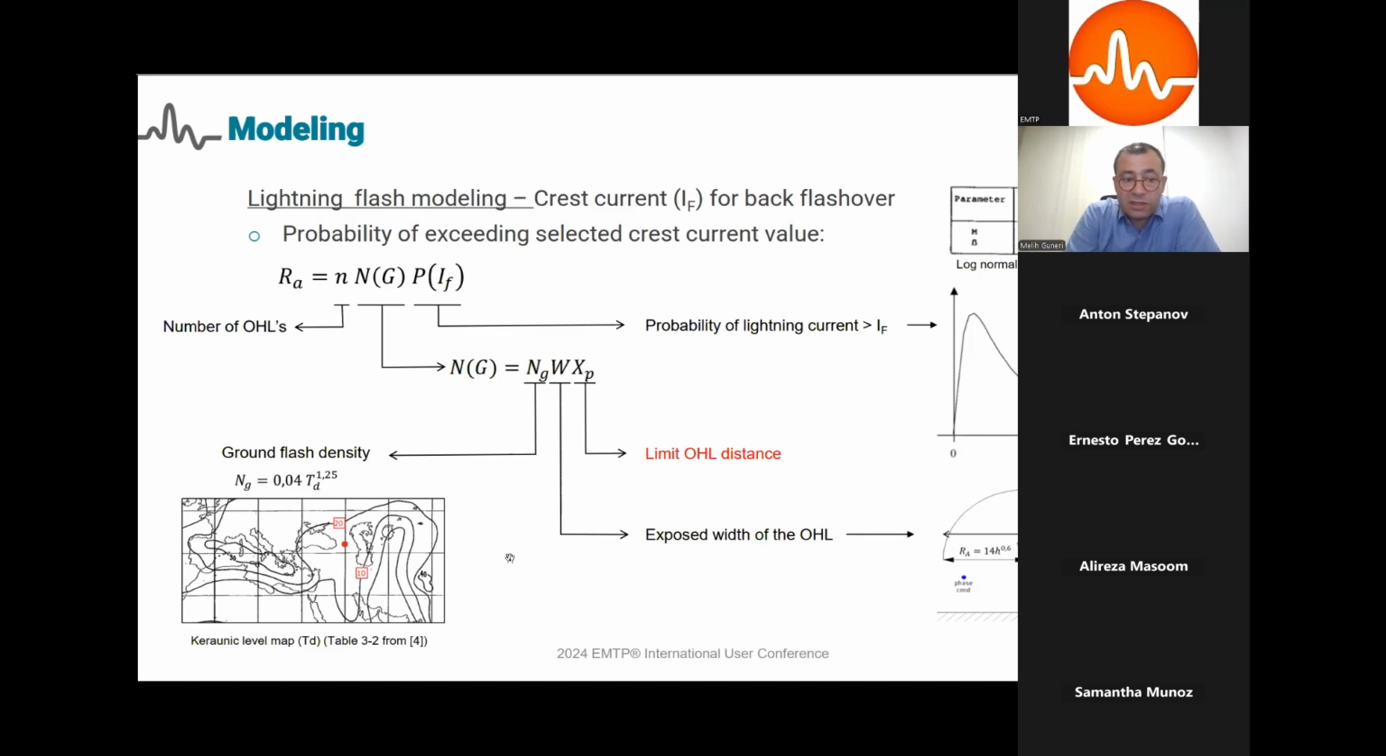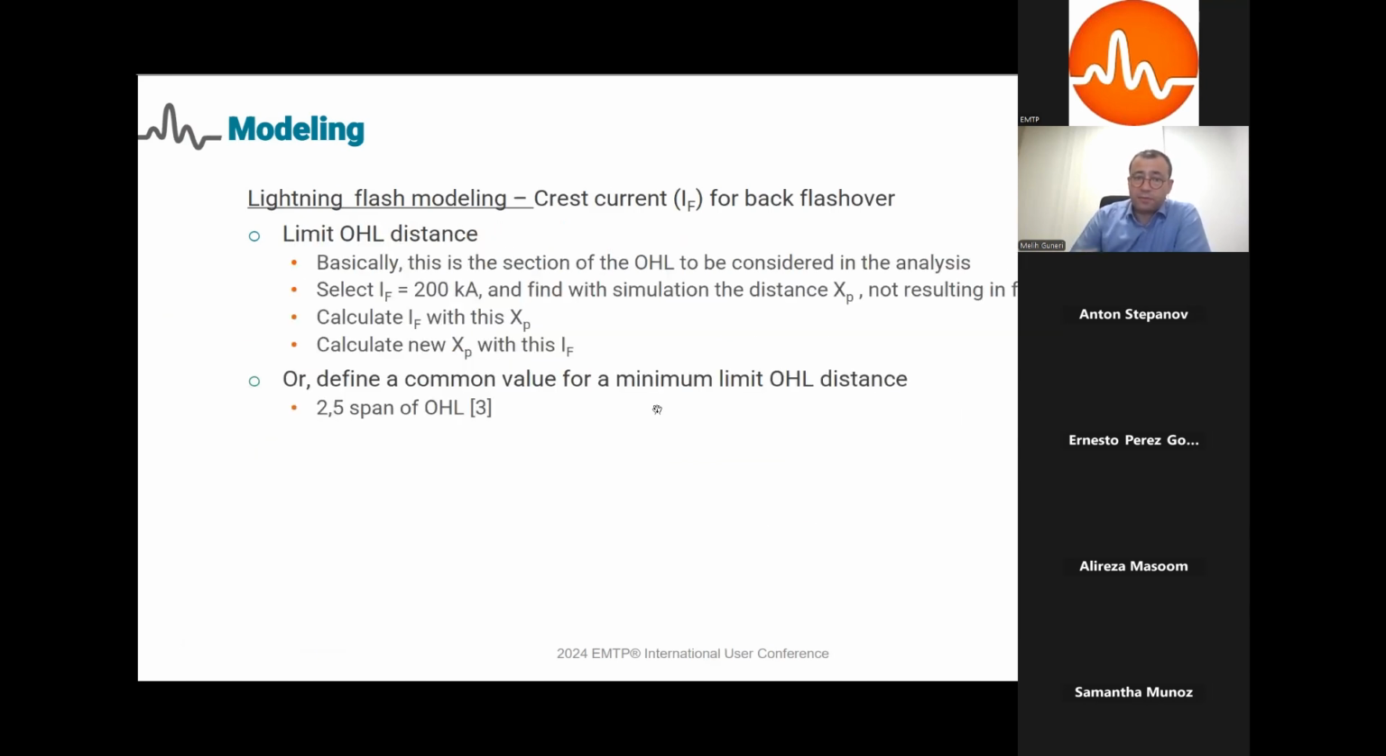which is related to the ground flash density, which is related to the keraunic level. That's a geographical parameter. Then the exposed width of the overhead line, which is again related to the geometry of the tower: the distance between shield wires, the attractive radius of the shield wires, and the limit overhead line distance. I think the most tricky parameter here is the XP value, that's the limit overhead line distance, which is basically the section of overhead line to be considered in the analysis.